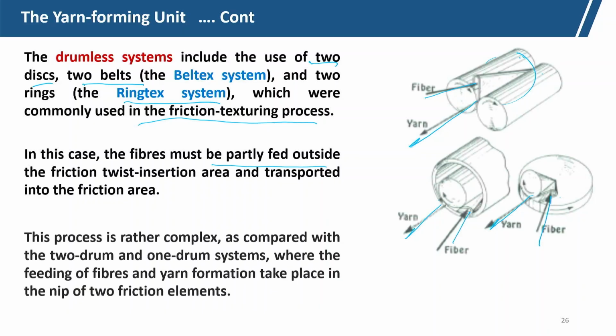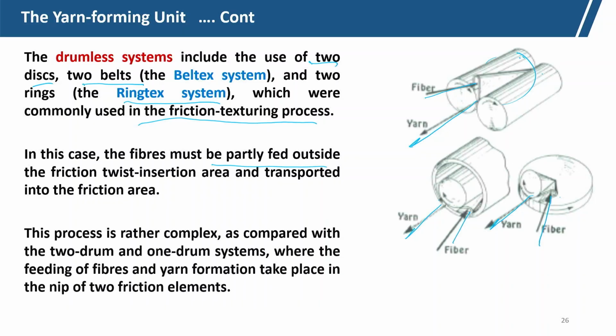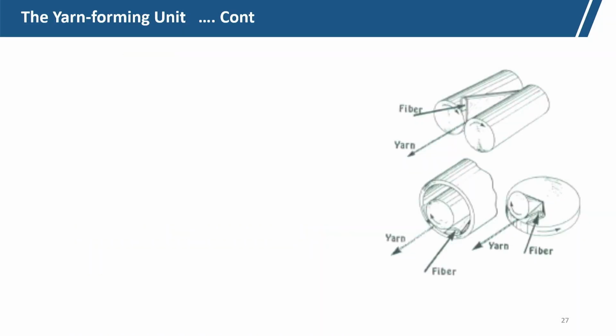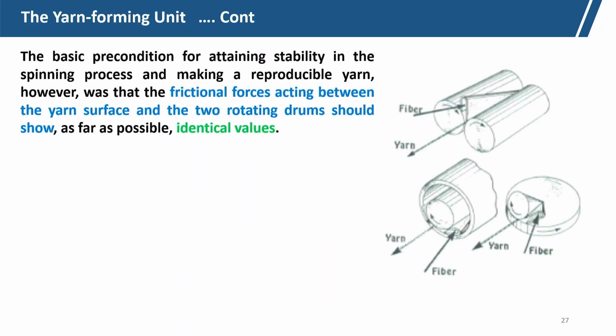This process is rather complex as compared to the two drum and one drum systems. The basic precondition for attaining the spinning, that is friction, and making reproducible yarn, is that the frictional force acting between the yarn surface and the two rotating drums should show, as far as possible, identical values. So the friction forces of the two rotating surfaces should be identical.